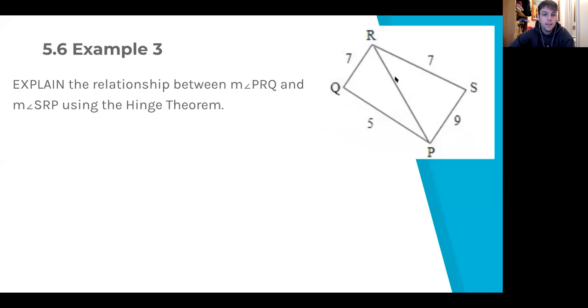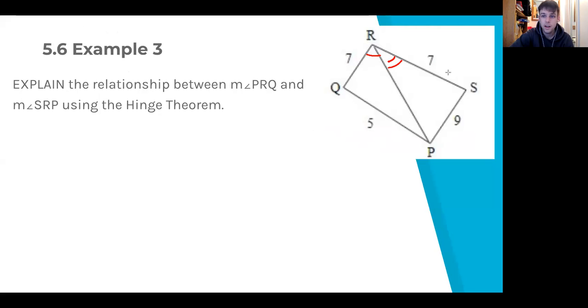All right, and then one more here. We're going to explain the relationship between these two angles. So between PRQ, which is right here, sorry, and SRP. Okay, so that's this angle here. And again, this is going to be a hinge theorem problem because we're dealing with two different triangles. And we're going to be comparing the angles based on the sides that are across from them.